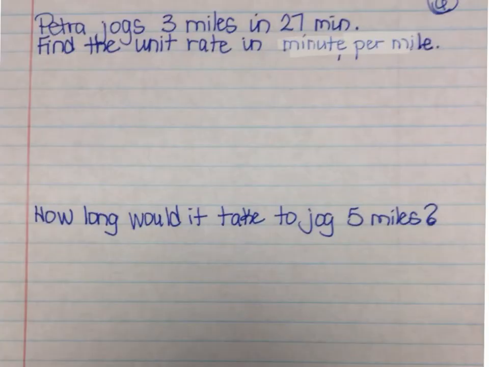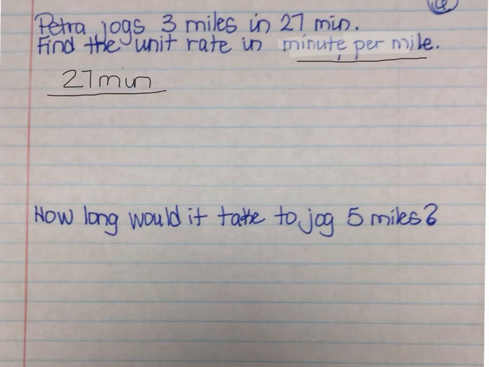All right, so our last one is a two-parter. All right, so Petra jogs 3 miles in 27 minutes. Find the unit rate in minutes per mile. And that's it, okay? All right, so we're going to do minutes per mile, which means that the minutes is going to have to be on top, even though they said it in reverse order. Now remember, they like to trick you. So they listed the 3 first, but you know that it's minutes per mile. So you have to do minutes per mile.